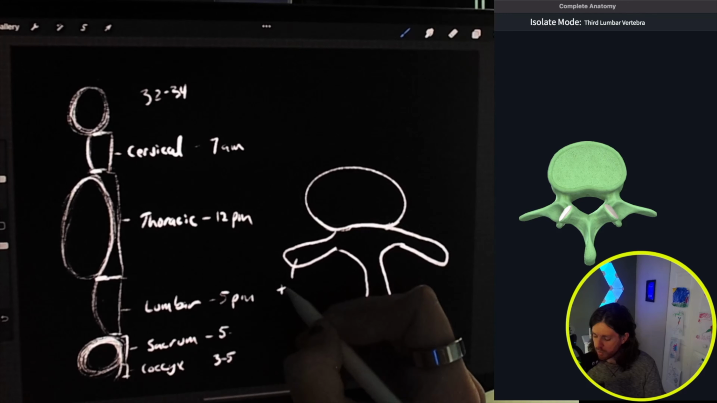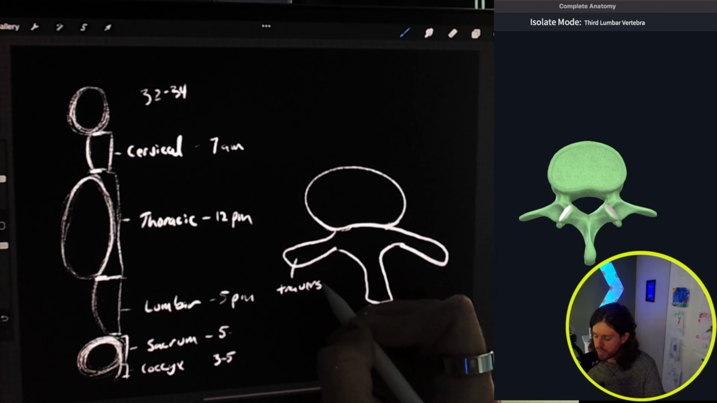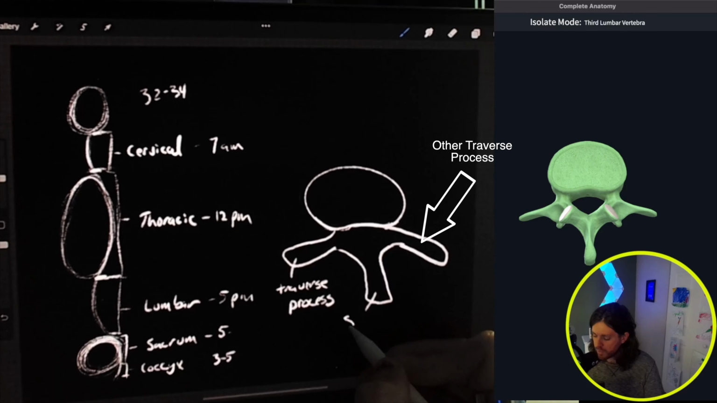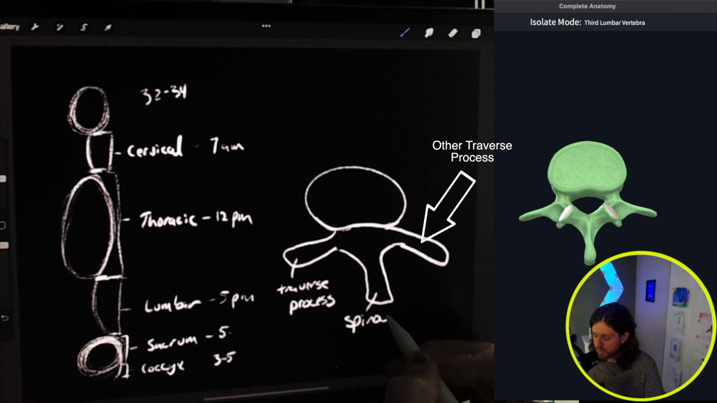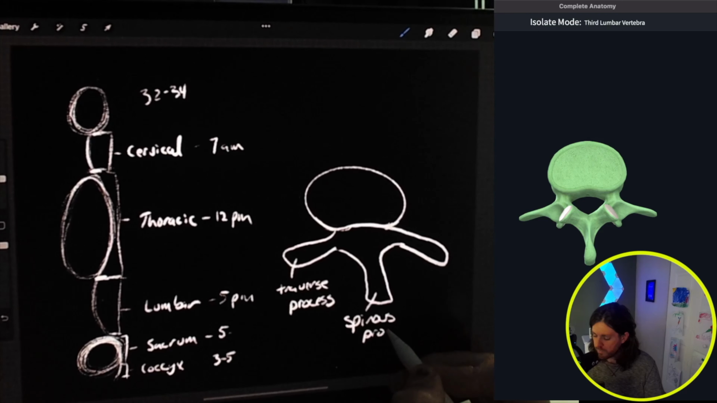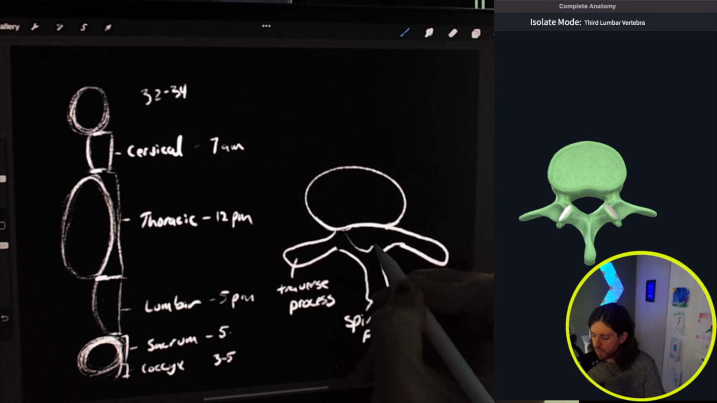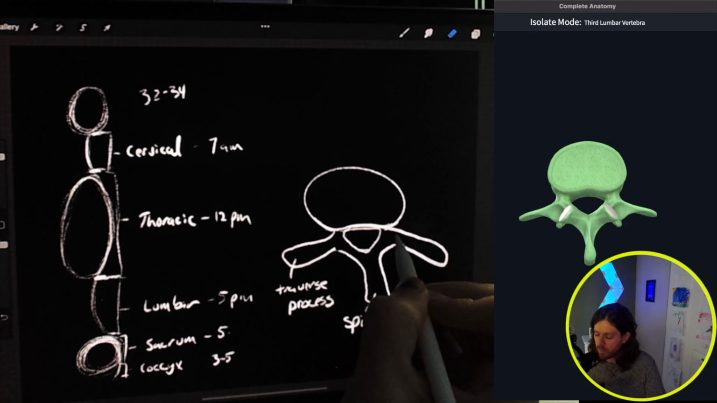So this one is called the transverse process. And this is the spinous process. And then the spinal cord goes right here in this kind of triangular shape. So that's kind of what our vertebrae looks like.